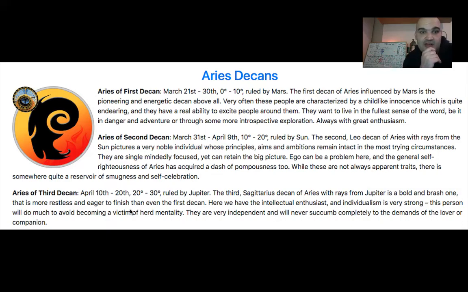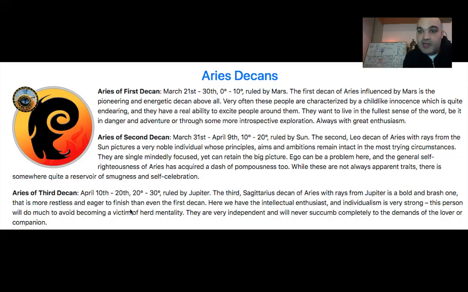So Aries decans, Aries of the first decan, from March the 21st to the 30th, which is from 0 degrees to 10 degrees and is ruled by Mars. So someone born in the first 10 degrees of Aries will be very Aryan, because the decan is ruled by the planet Mars, and also Aries is ruled by Mars as well. So this will be a very, very strong Aryan presence. But let's read on and it will probably explain that.